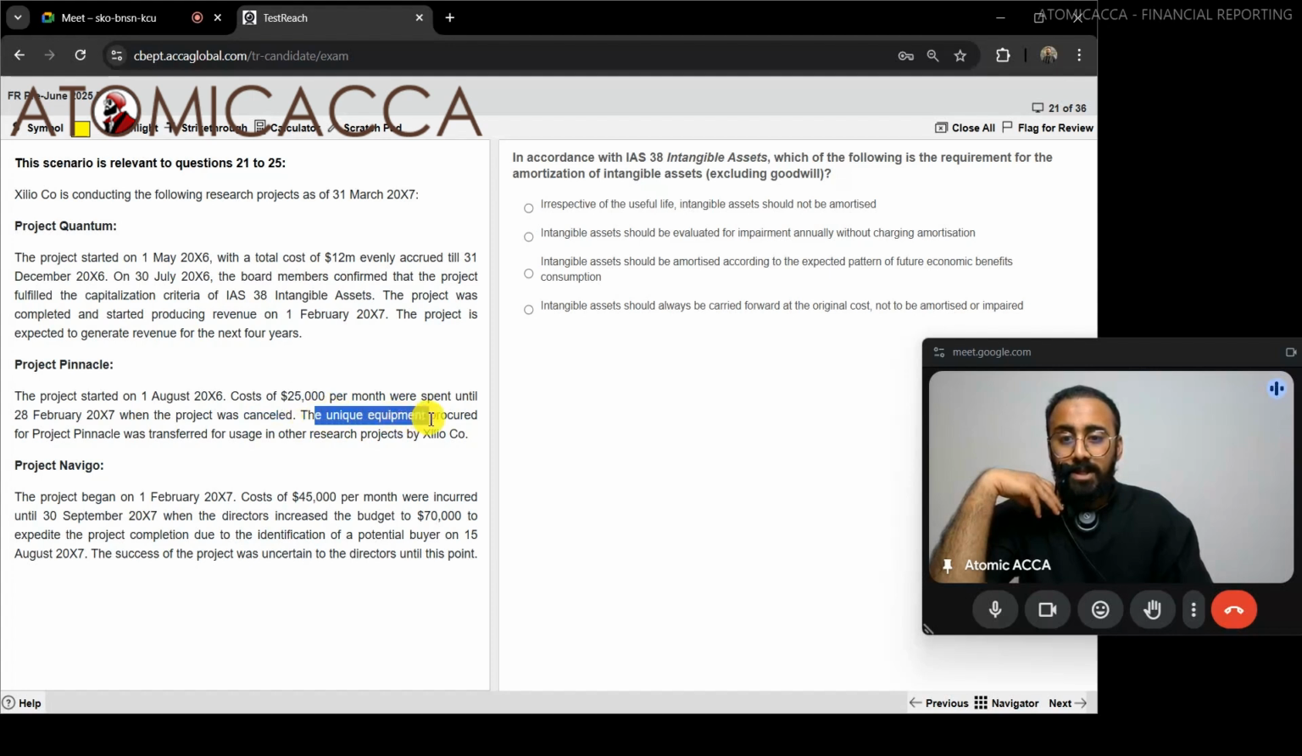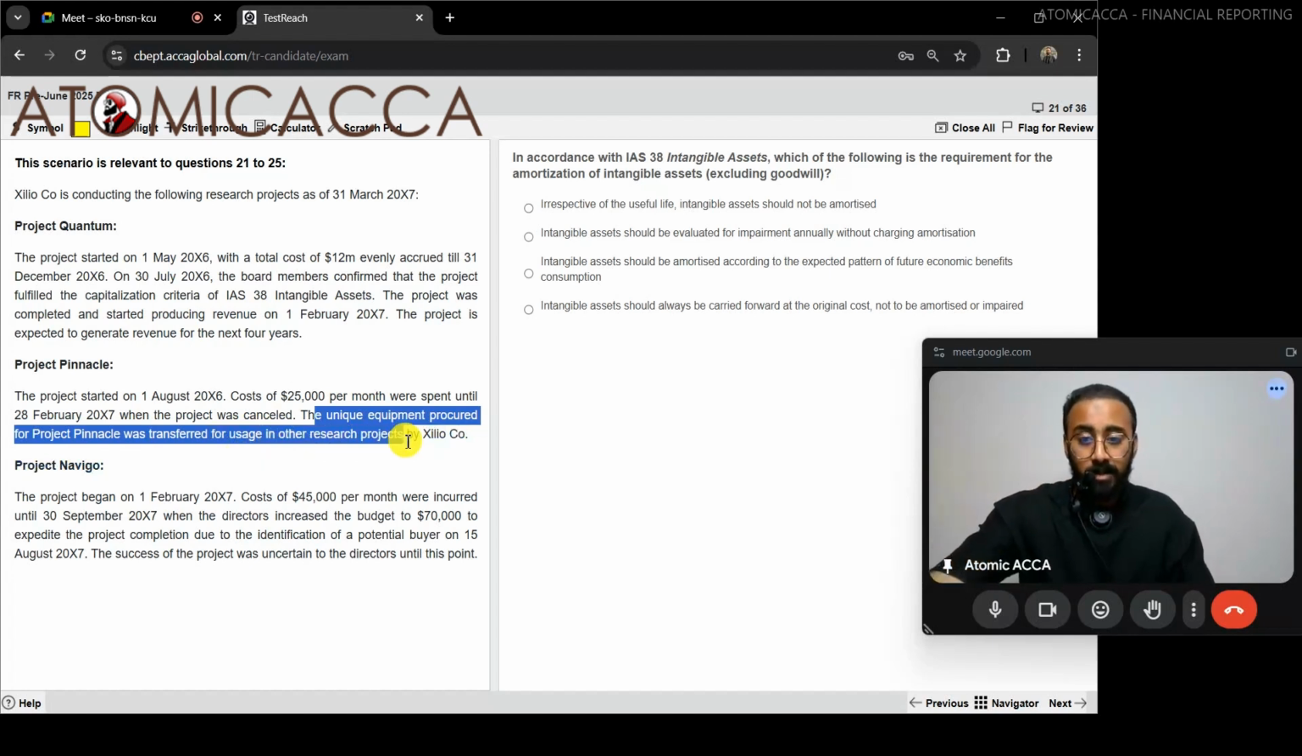The unique equipment procured for Project Pinnacle was transferred for usage in other research projects by Xillo company. So even though it's a unique equipment they used for Project Pinnacle, it is transferred for usage in other research projects. So this becomes part of the normal NCA for the company, and you'll have to record a normal depreciation on that. That is like a general question you must have seen in the exam kit as well. A similar question is there.